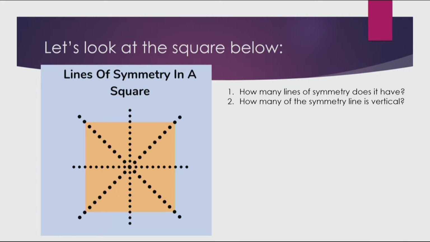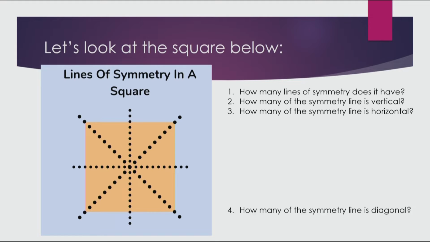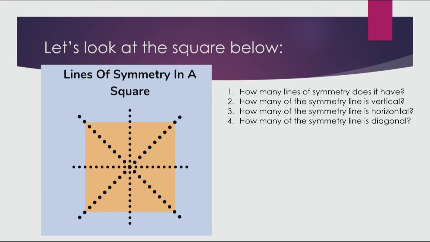How many of the symmetry lines are vertical? Very good. Only 1. How many of the symmetry lines are horizontal? You're right again. Only 1. How many of the symmetry lines are diagonal? Very good. There are 2. Give yourself a big round of applause. You know all your stuff. Very good.